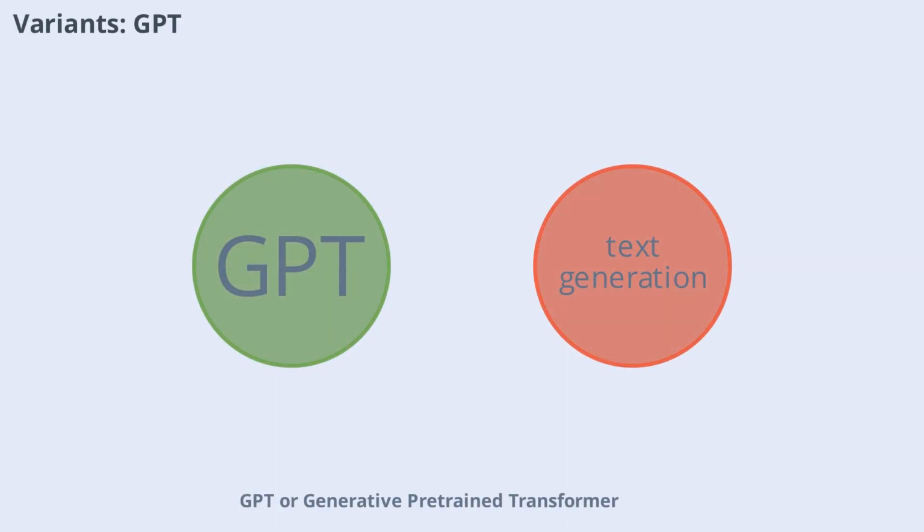GPT, or generative pre-trained transformer, is another influential variant that uses only the decoder part of the architecture. GPT models are trained to predict the next word in a sequence, enabling them to generate coherent and contextually relevant text. Their generative capabilities have made them popular for tasks like text completion and creative writing.